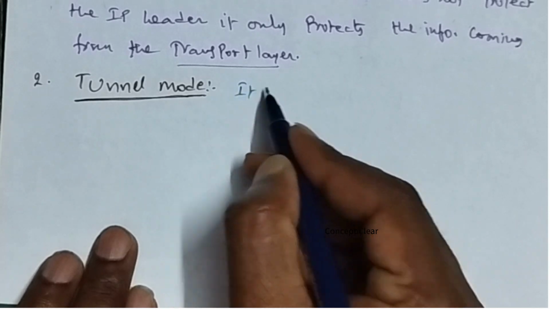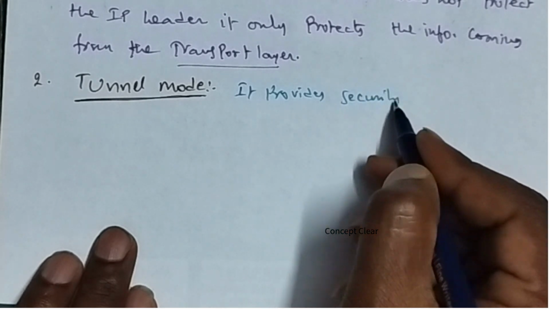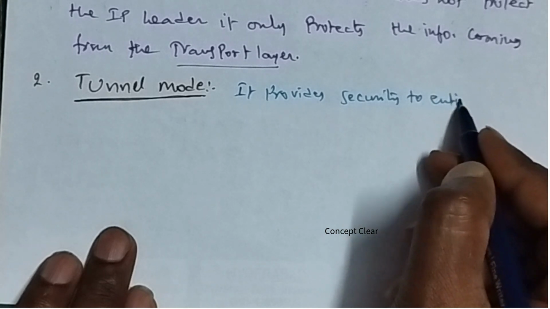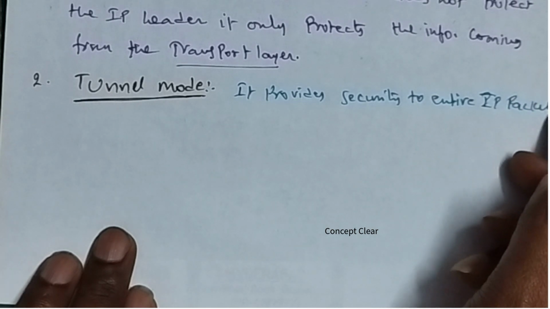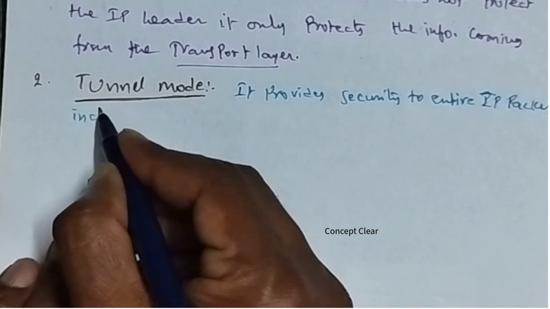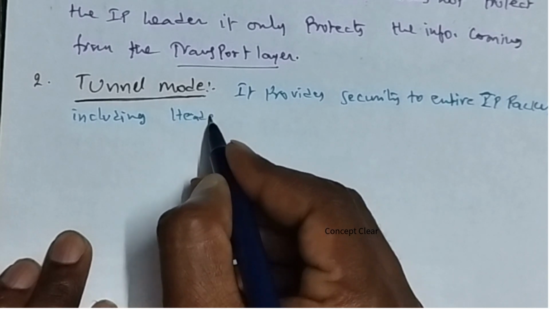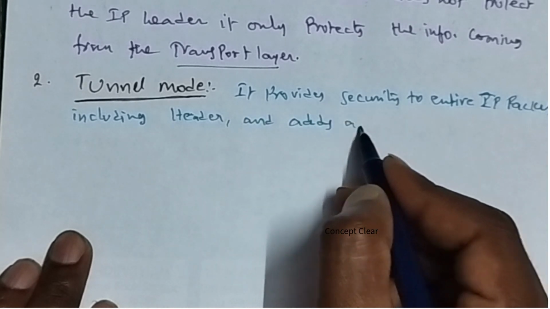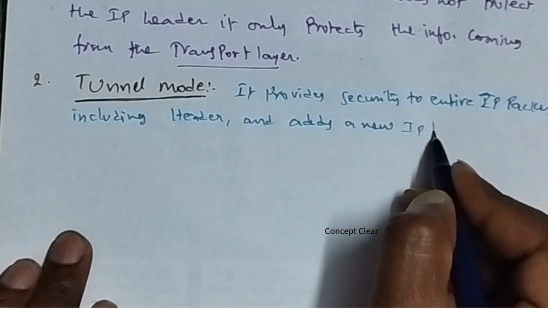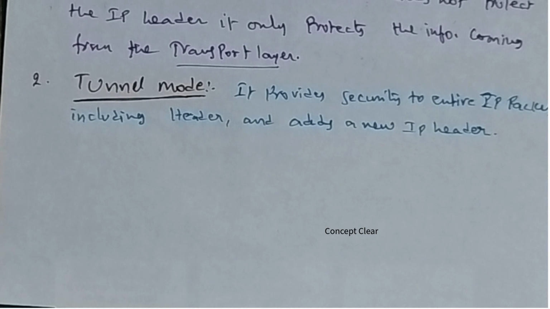Okay, it provides security to the entire IP packet. Okay, including what? Including header and adds a new IP header. Okay, and adds a new IP header. Okay, here the payload and payload header both are encrypted.